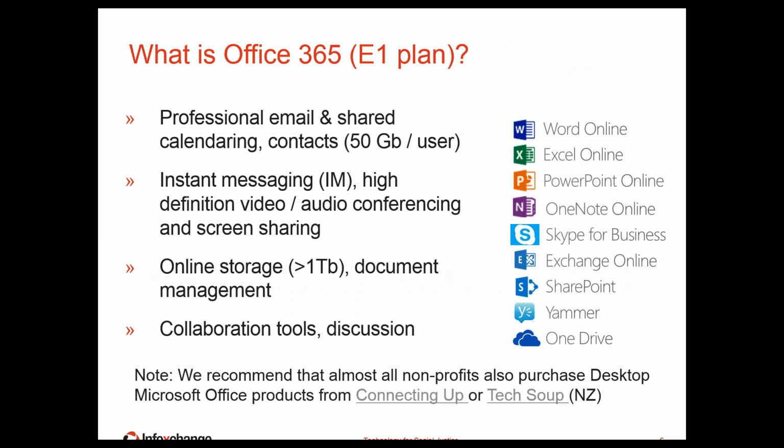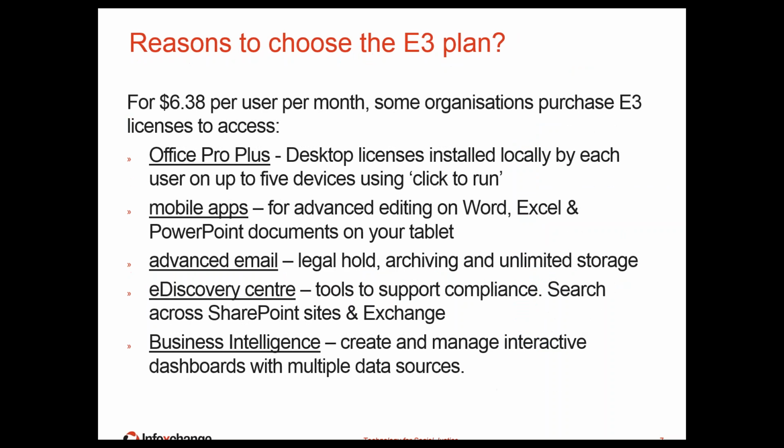So this was the slide I was referring to in regards to all the different applications, and so Word, Excel, PowerPoint online, OneNote online, and what comes as part of the E1 plan. So the other plan that some of our clients are choosing to move towards is an E3 plan. So this is a paid plan, but that's at a charity price. So $6.38 per user per month is the charity price for an E3 plan.